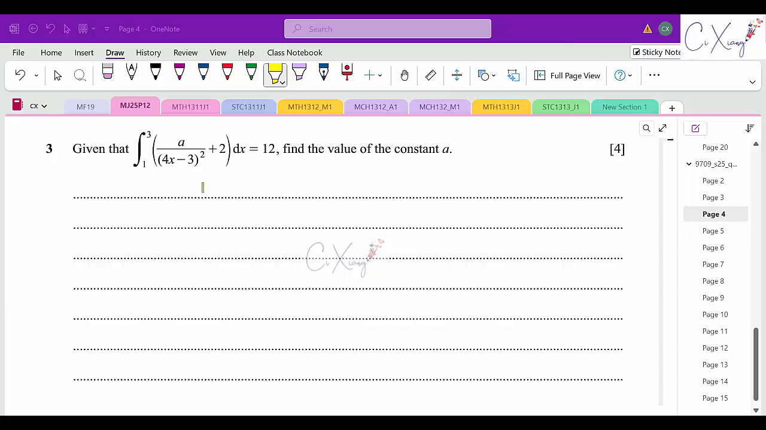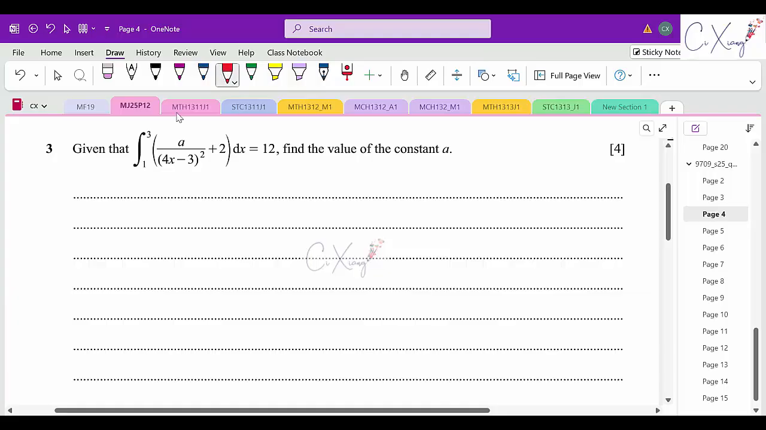Question number 3. Given that we are having this and it is equals to 12, find the value of the constant a. Alright, so this is an integration question. We just need to learn how to integrate it, yeah? Okay, then for first part, I try to keep my expression into the pattern of a bracket with the power. Okay, so I'm having the bracket upwards, bring the bracket up, become the numerator, so the power will become a negative, right? Then plus 2.